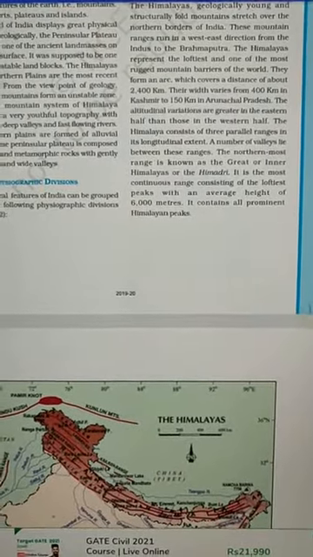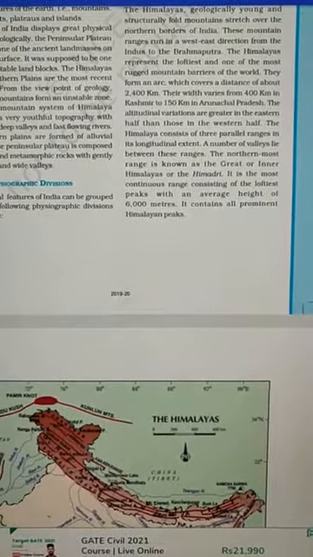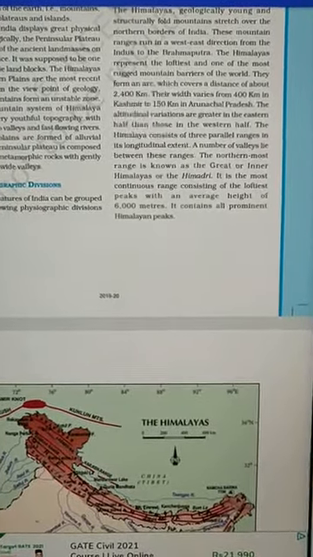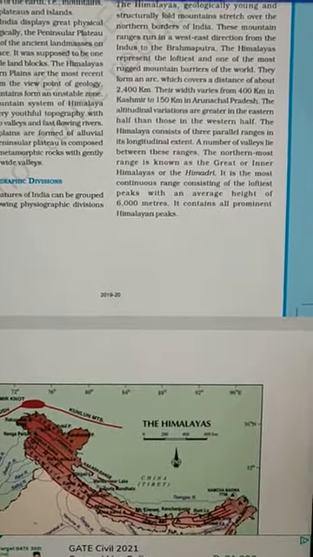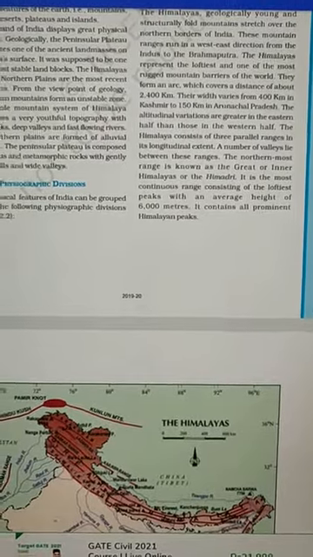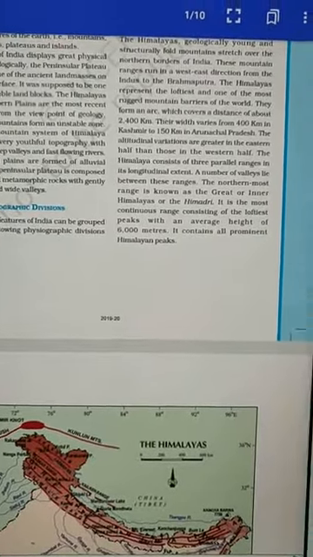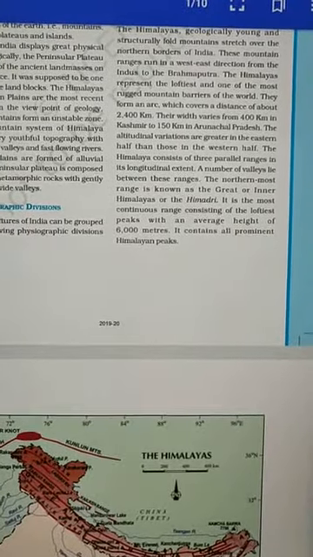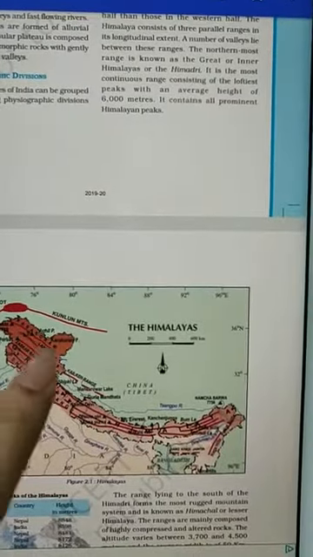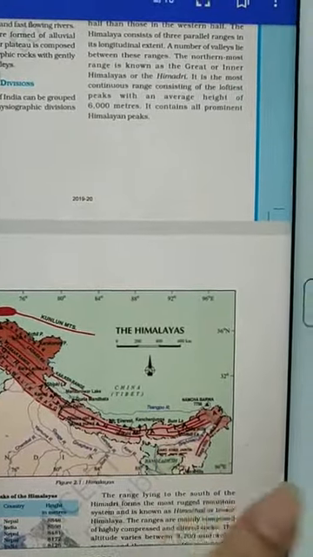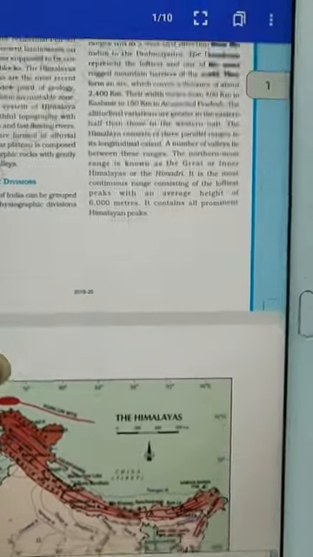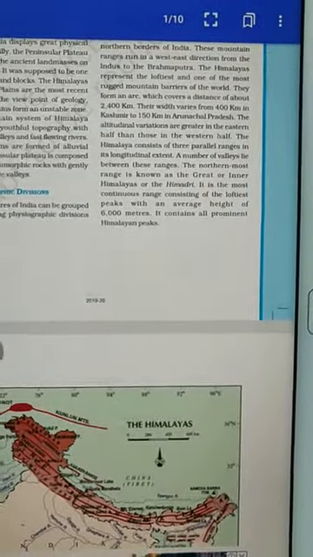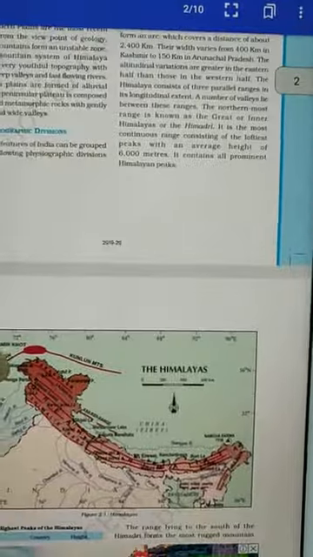The Himalayas represent the loftiest and one of the most rugged mountain barriers of the world. They are the loftiest. Loftiest means having high altitude peaks, जिसके जो peaks हैं, जो ऊंचाई है, चोटियाँ हैं, वो बहुत ऊंची ऊंची हैं. So such are the mountains. It forms an arc. Can you see the shape over here? This shape is known as an arc. So the Himalayan mountains form an arc with a distance of about 2400 kilometers.